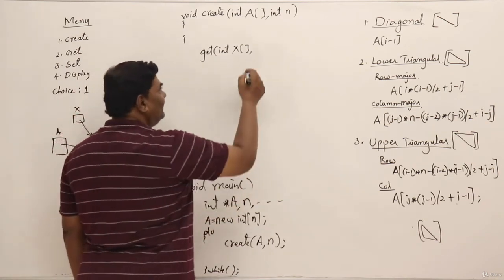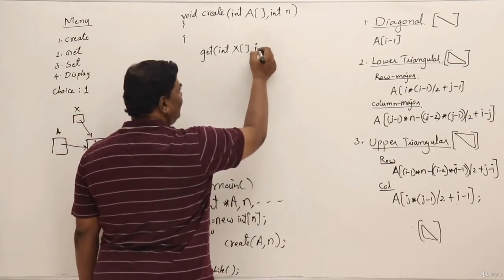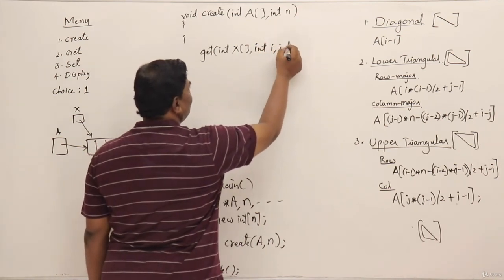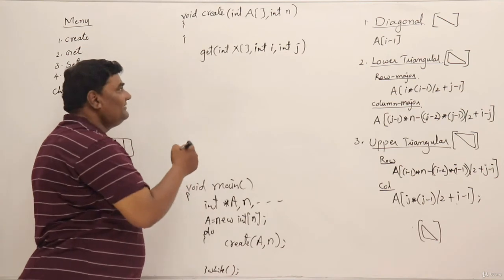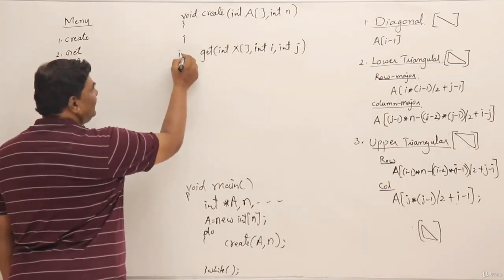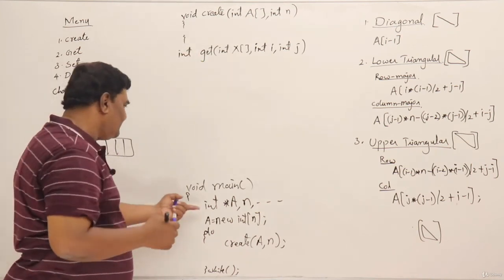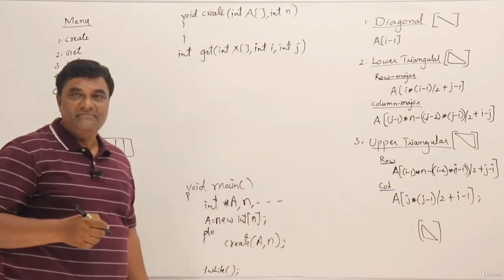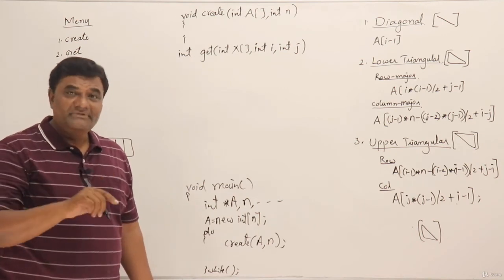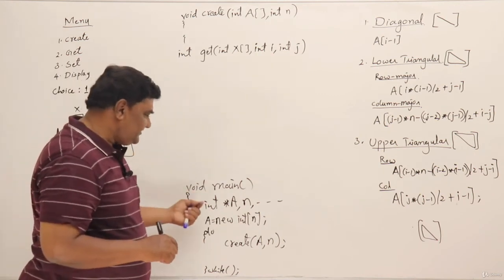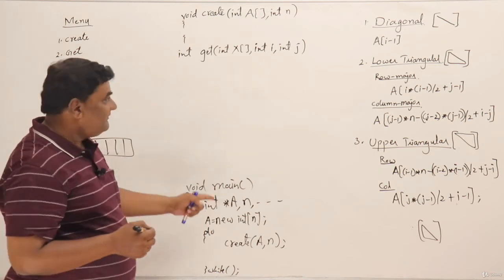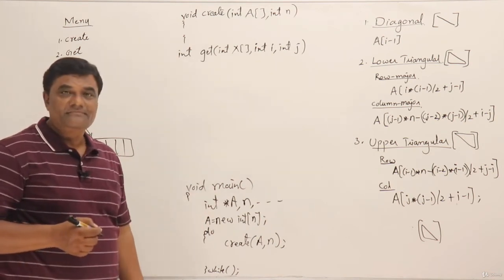Then what more we need? What are the indices? I and j. So this will read the element from that particular index and return the element. So it should have the return type as integer because we have integer elements only. This is for get. Then what about the dimension? If you think that the dimensions may be wrong, you want to test whether the dimensions are perfect or not, then you have to pass n also to that one.